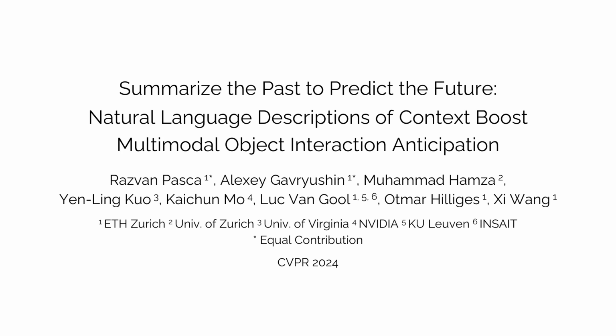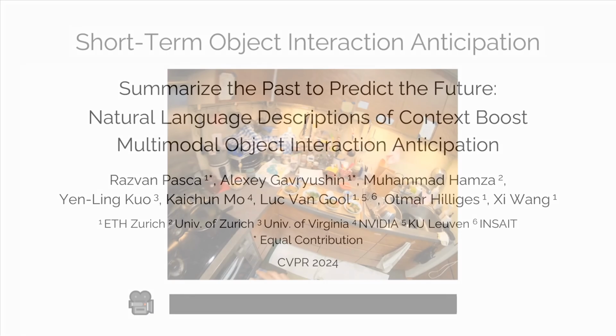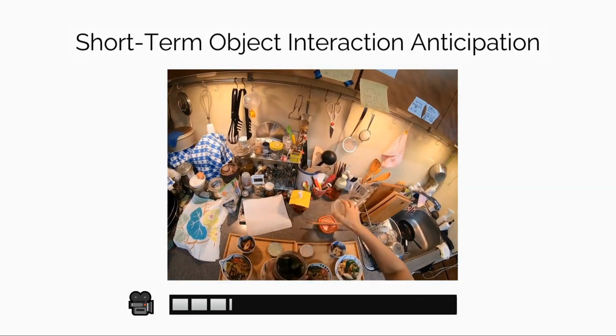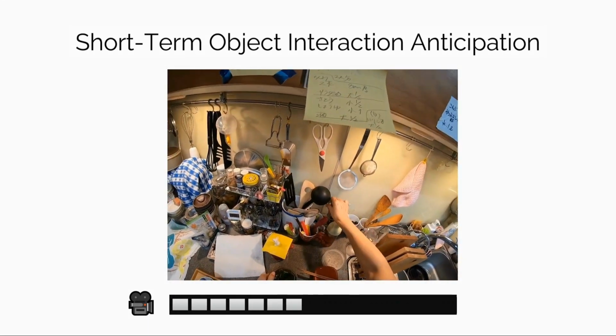In our paper, we summarize the past to predict the future, using natural language descriptions of context to boost multimodal object interaction anticipation in egocentric videos. Let us familiarize ourselves with the task of short-term object interaction anticipation.